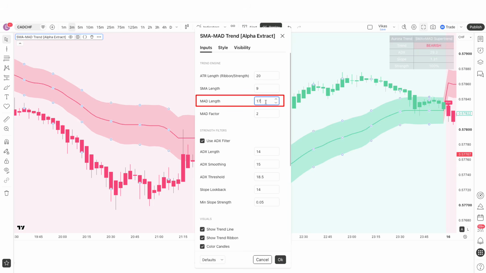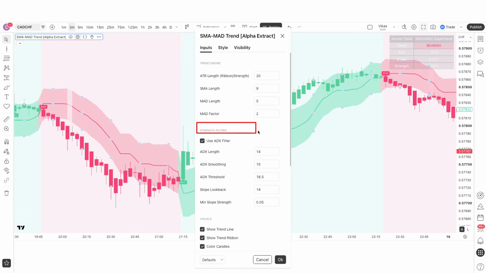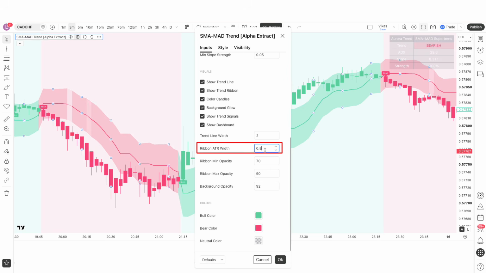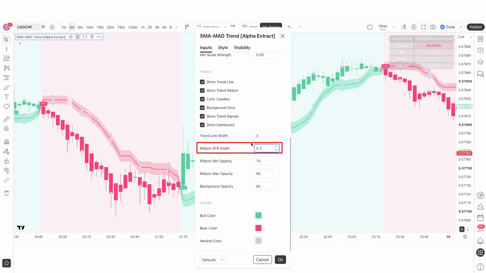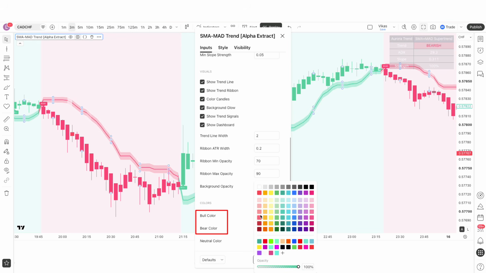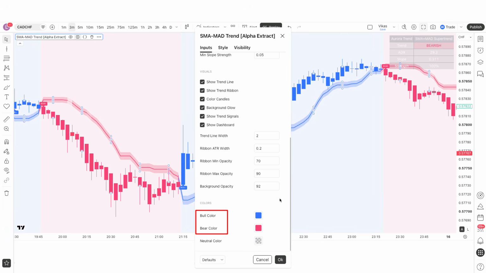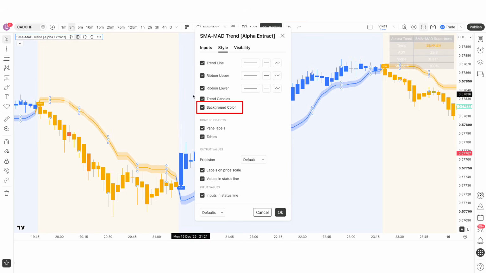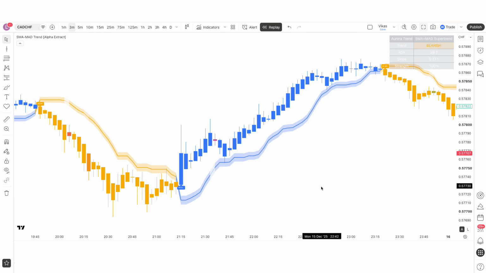First, change MAD length 19 to 5. We have to keep these options hidden. And after that, change ribbon ATR width 1.2 to 0.2. After that, change bull color green to blue. And after that, change bear color to orange. We have to keep these options hidden. Here, everything is fine after that. Click OK. Now we'll add one more indicator to make this strategy more powerful.